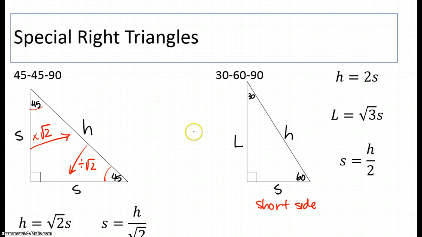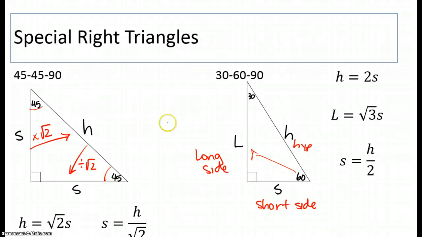Remember that the short side is always opposite the 30-degree angle. L for the long side. The long side is always opposite the 60-degree angle. And then H for hypotenuse. Again, always opposite the right angle. So our relationship is this.